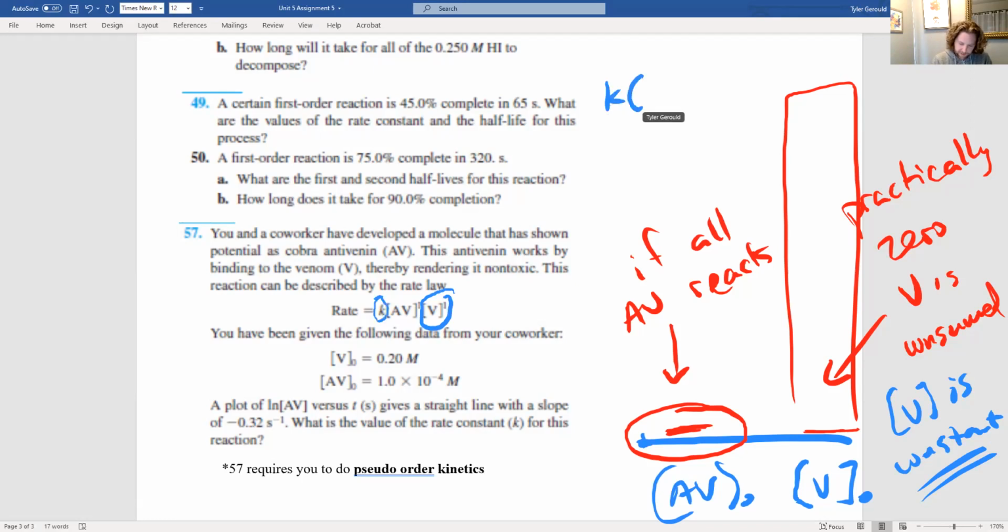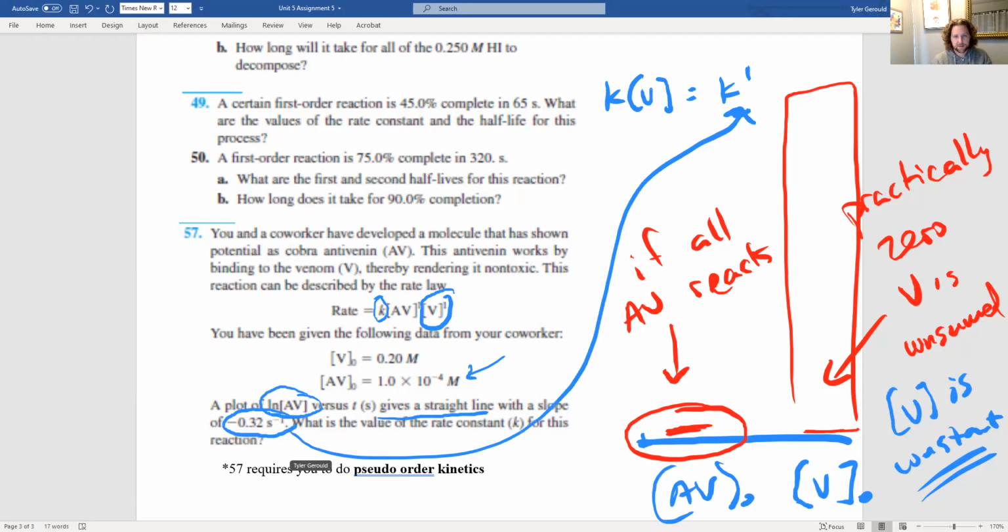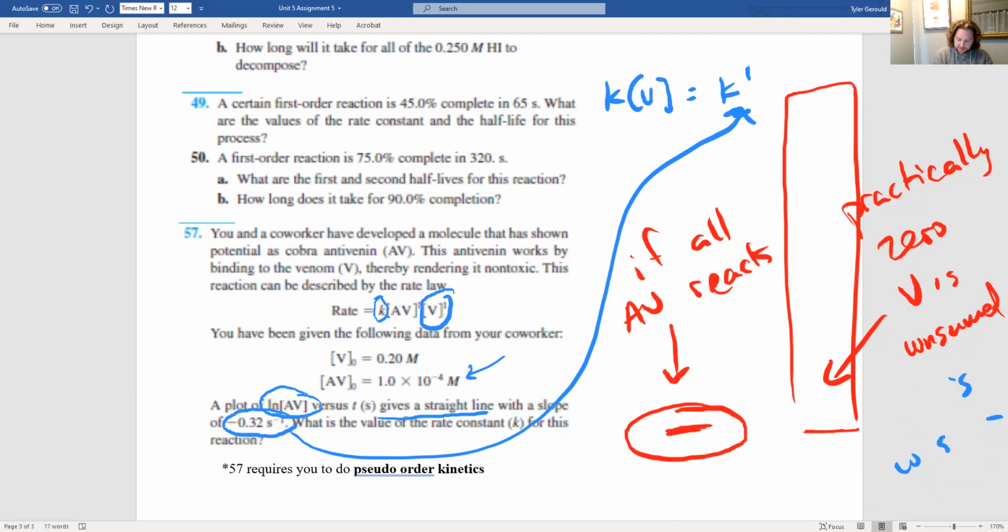So KV is going to give us this pseudo rate constant, and it's adjustment for this concentration of V that is really insignificant. So when we plot the AV versus time, now AV is the one that matters, AV is the one that's changing. A plot of this versus time gives us a straight line. This slope is actually our pseudo rate constant. So let me get rid of all this bar graph stuff.